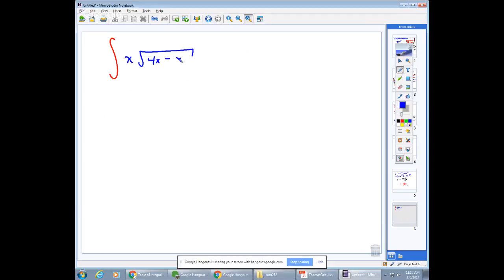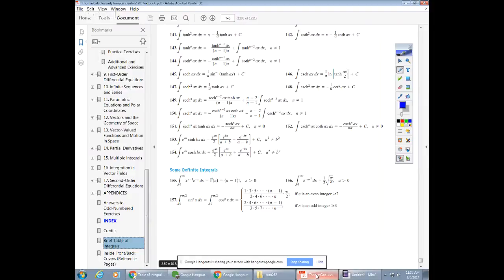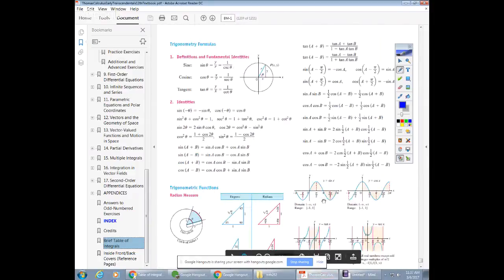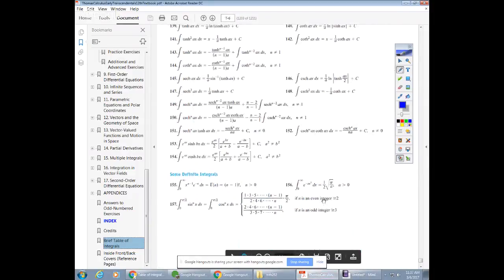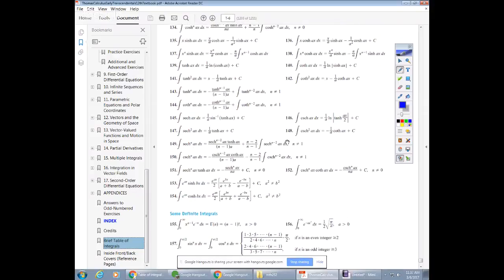4x minus x squared dx. It's somewhere near the end of the book. Yeah, it's one of the last appendices in the book. So let's see, my online version of the book shows it on page T1 through T6.